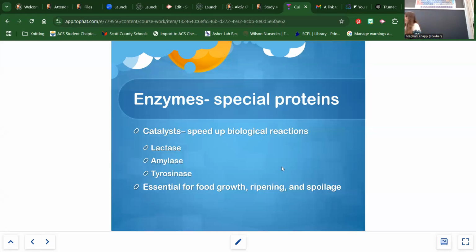And then tyrosinase is another one that we'll talk later on about. But this one is responsible for making fruit turn brown. So if you've had an apple or a banana sit out too long and it starts to turn brown, like after you've cut it, that's tyrosinase that's doing that. All right, so enzymes do a lot of different things. Those are just some examples. They are essential for food growth. They help things to ripen. And they also lead to spoilage. So there's lots of different things there.